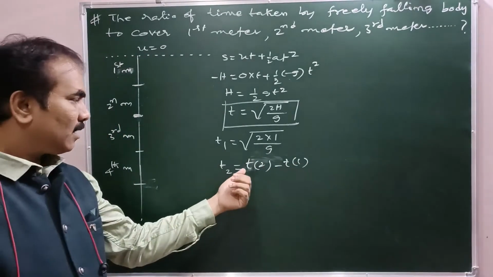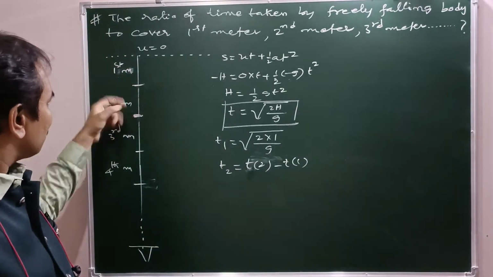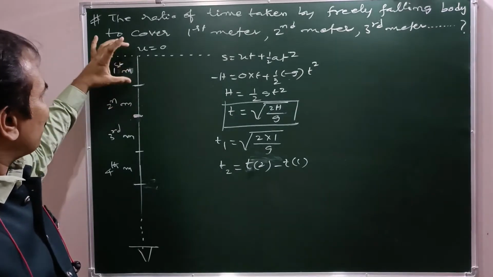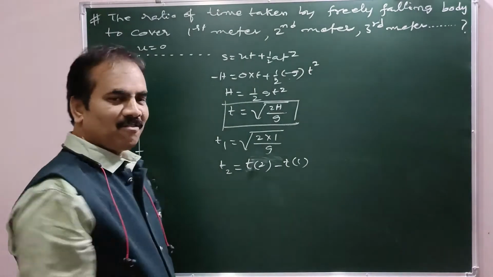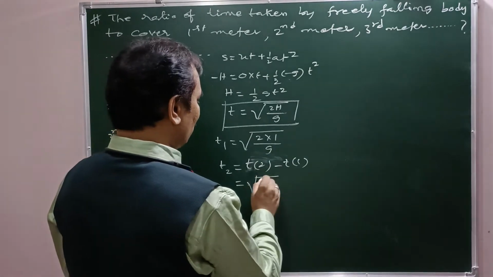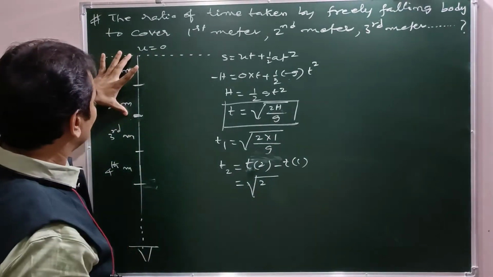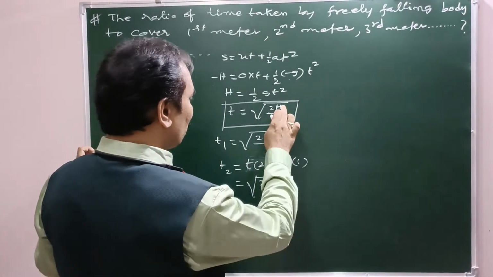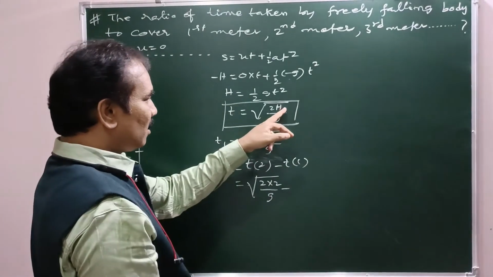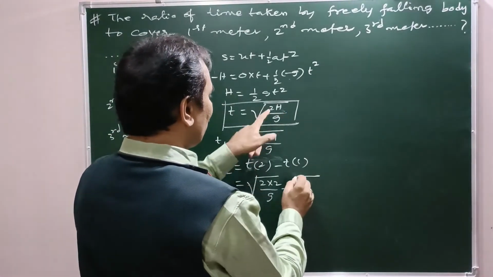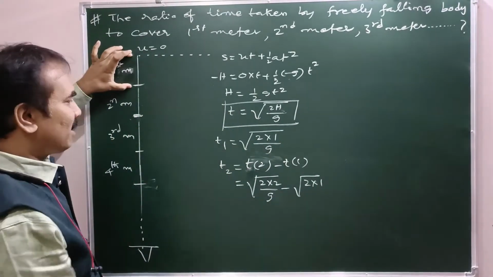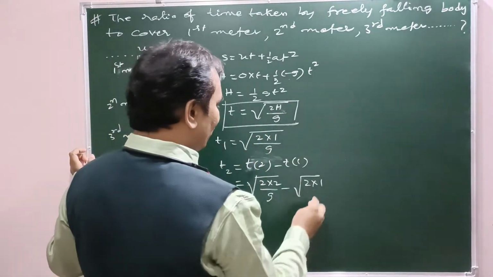What is t of 2? Time taken to cover first 2 meters, 1 meter plus 1 meter, right? Time taken to cover first 2 meters minus time taken to cover first meter. That is t of 2 minus t of 1. Now substitute here. T means root over 2 into h, h means 2 meters, that is 2 into 2 by g, minus again t of 1 means h is 1. That is root over 2 into 1 by g.